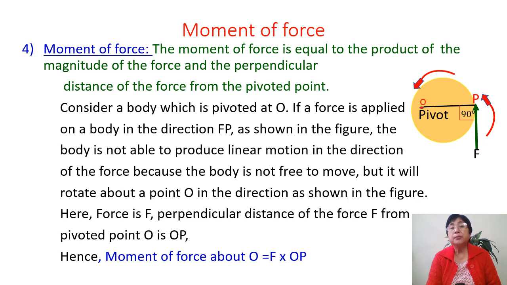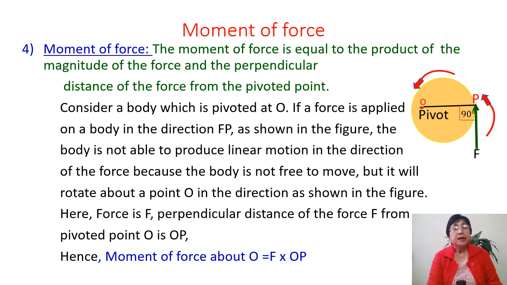Instead, it will move in the direction of FP. So it will move like this. Because the force is applied in this direction, it will move in the direction of the force applied, okay? It will rotate about a point O in the direction as shown in the figure. So instead of moving in a straight line, it will rotate like this. It will rotate, okay? So this is the direction of rotation.